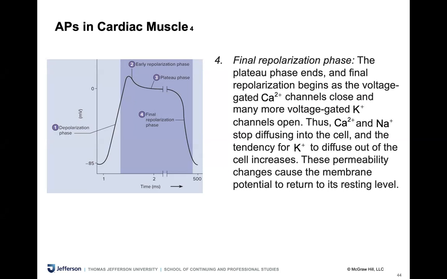Finally, the repolarization phase. The plateau phase ends and the final repolarization begins as the voltage-gated calcium channels close and many more voltage-gated potassium channels open. Thus, calcium and sodium stop diffusing into the cell, and the tendency for potassium to diffuse out of the cell increases. These permeability changes cause the membrane potential to return to its resting levels.